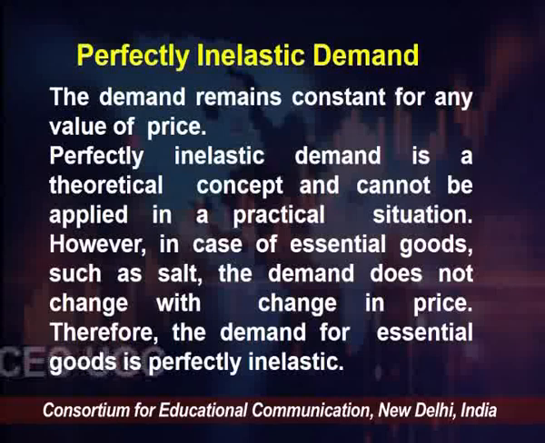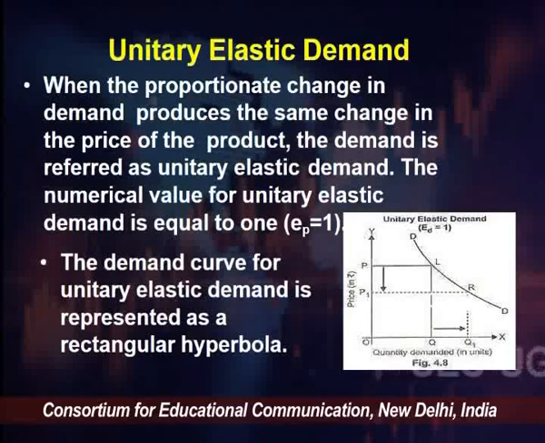Another type of elasticity of demand is unitary elastic demand. Unitary elastic demand means the proportionate change in demand is the same as the change in the price of the product. At whatever percentage price changes, at the same rate demand also changes. For example, if price increases by 10%, then demand will go down by 10%, or vice versa. So the proportionate change in quantity demanded is equal to the proportionate change in price.